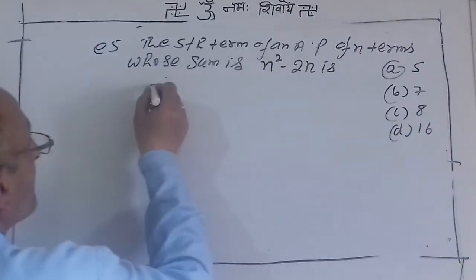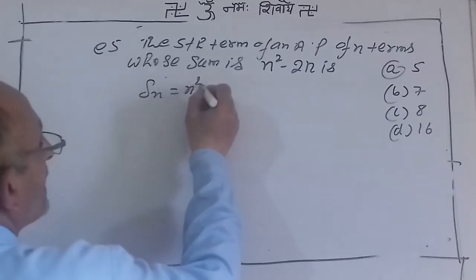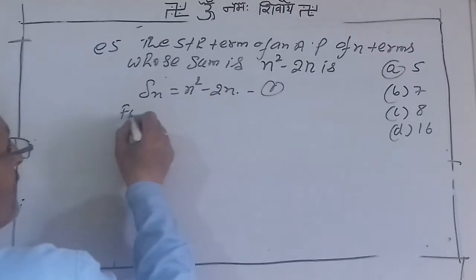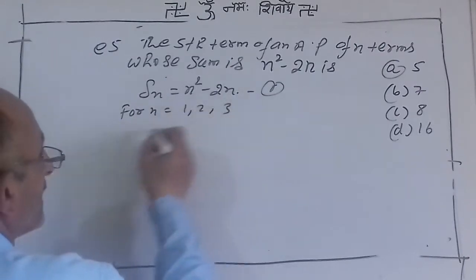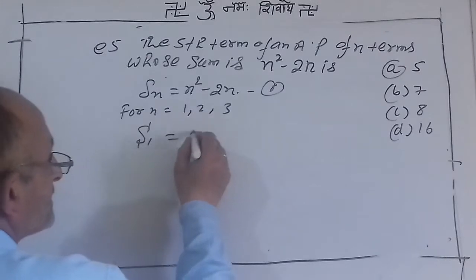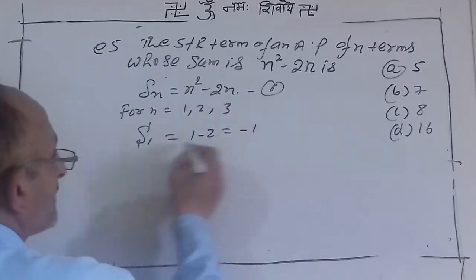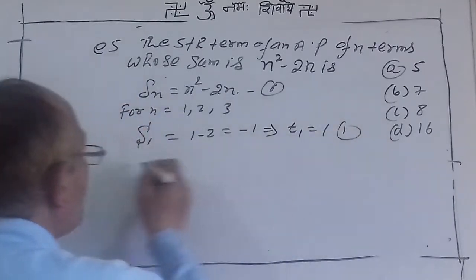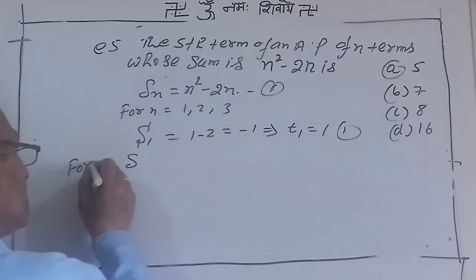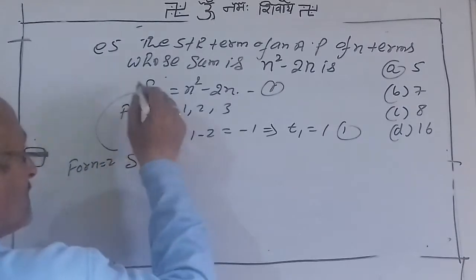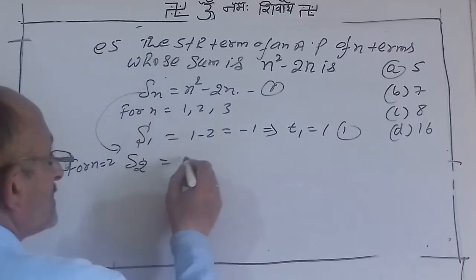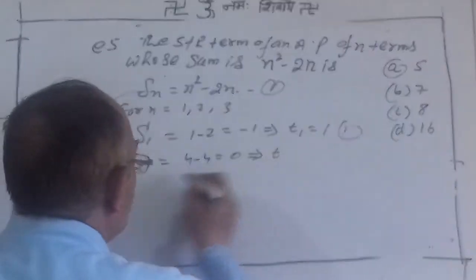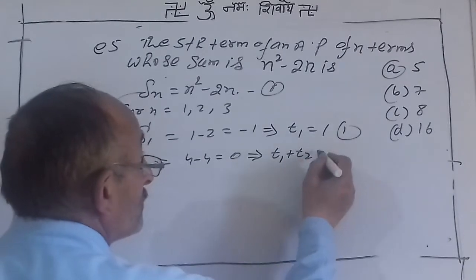Sum is this one. That means Sn is equal to n square minus 2n. Take this first relation. For n is equal to 1, 2, 3: S1 is minus 1. This means S1 is the sum of one term. And S2, for n is equal to 2, putting n as 2, S2 is equal to 4 minus 4, which is 0. This implies S2, the sum of the first two terms, is 0.